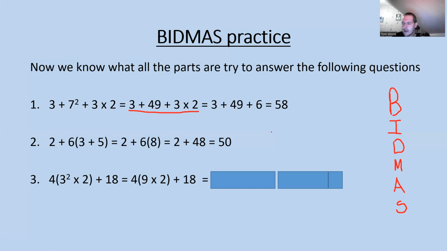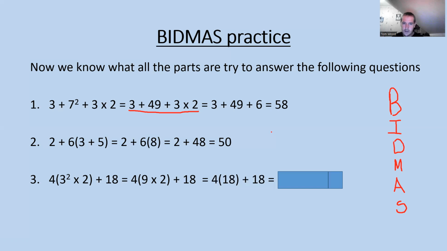And now I can look here and I can say, well, what's my next step then? Are there any brackets? Yes, there are. I've still got this bracket here. I need to solve it. I'm going to use multiplication then, because it's 9 times 2. And that's going to take me to this point here. So I've now got 9 times 2 is 18. I've now got 4 lots of 18, add 18.